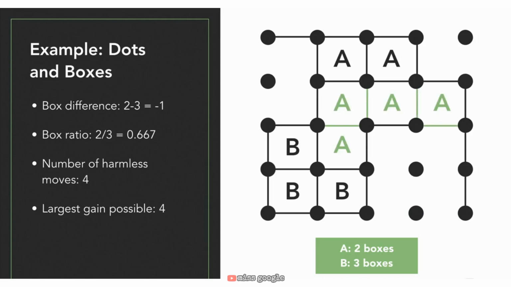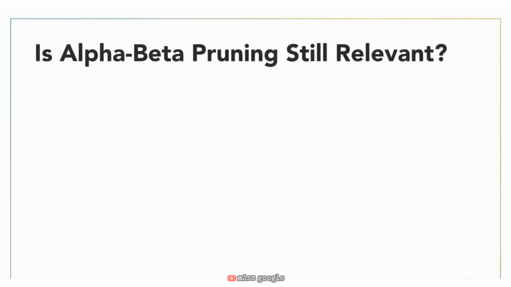All of these evaluation functions are just examples for you to get a sense of how complicated the design of evaluation functions can be. So now that we have depth-limited search to pretty much take as long as we can afford to respond, is alpha-beta pruning still relevant?